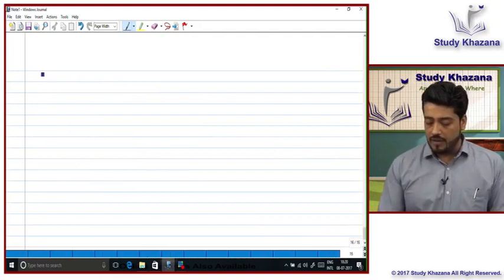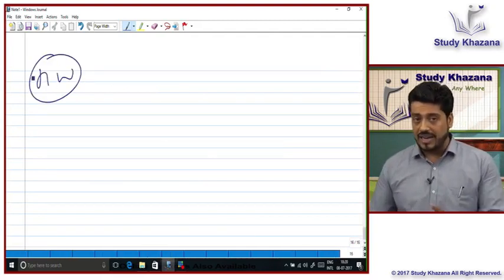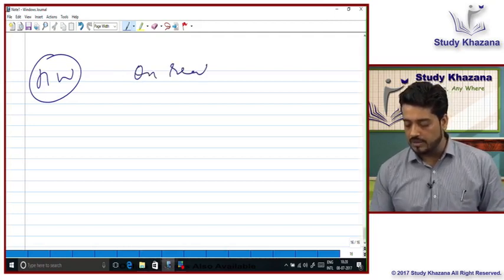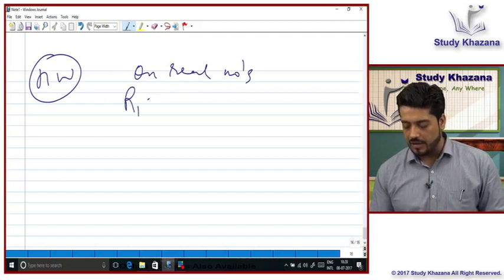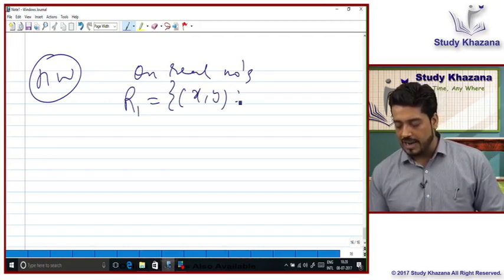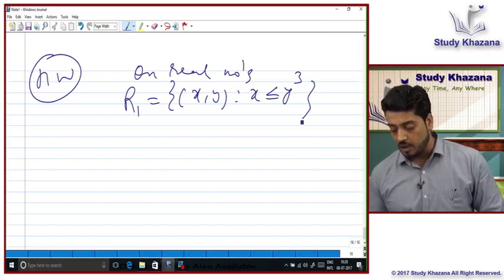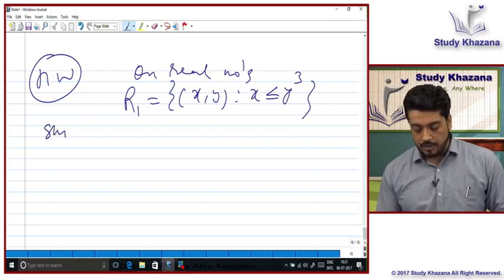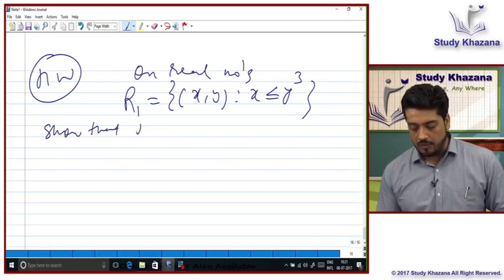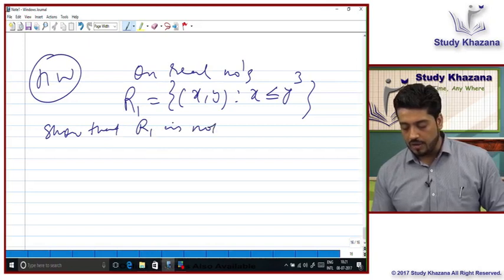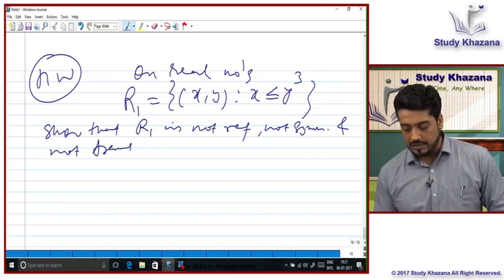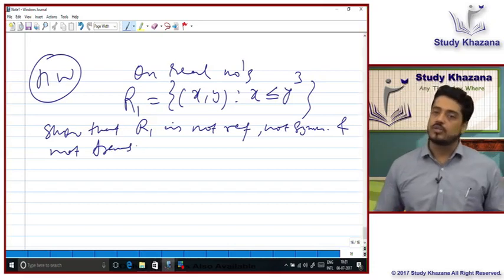Now I will leave one question for your homework, which I am going to discuss in my next video. On the set of real numbers, if I define a relation R1 as all those (x, y) such that x is less than or equal to y cube, instead of y square, now I am taking y cube. Again the conclusion is the same. Show that R1 is not reflexive, not symmetric, and not transitive. That means you have to give an example in each case to support your argument.